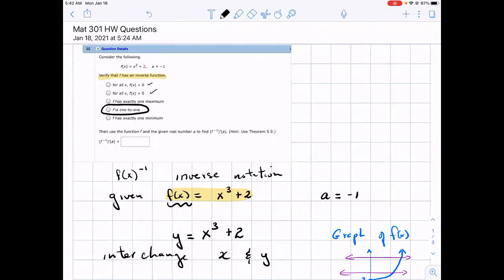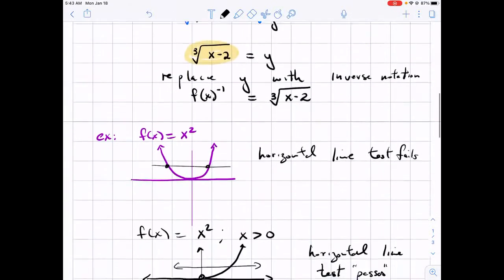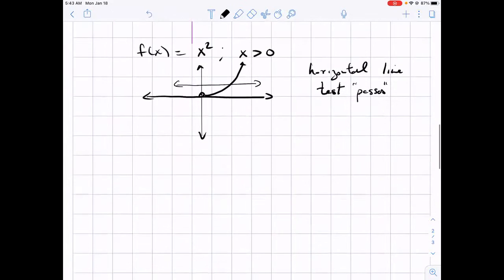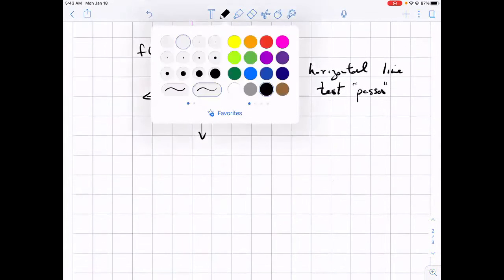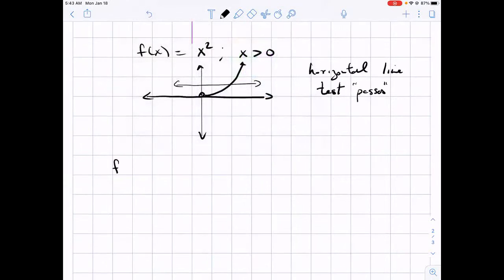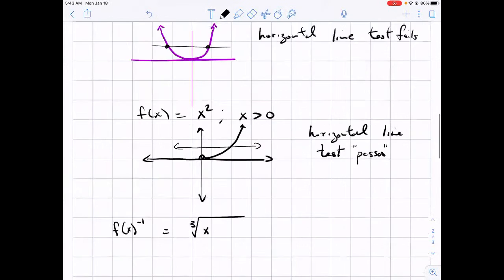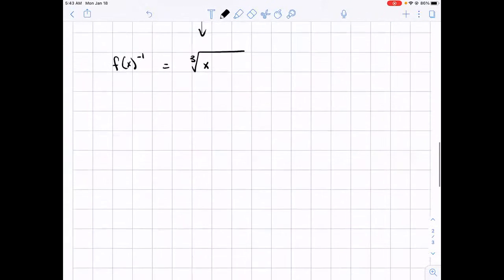The second part, the follow-up, is to use the function f and the given real number a to find the derivative of the inverse function at a. So let's look at that. We know what the inverse is. The inverse is the function, the cube root of x minus 2. So f of x inverse is the cube root of x minus 2.